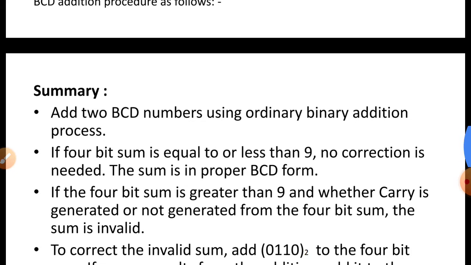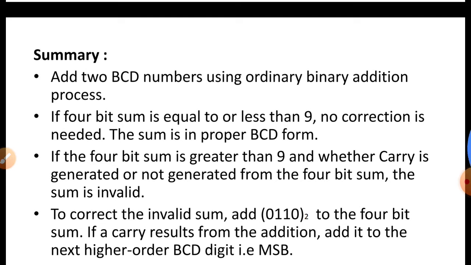So what we have to do whenever we are doing BCD addition, whatever the case may be: if the result is equal to 9 or less than 9, we have to do nothing. But if the result is more than 9, whether carry is generated or not, ultimately we have to add decimal 6 to the lower nibble, and if a carry is generated because of the addition of decimal 6, it will be adjusted in the most significant nibble, that is the higher nibble.